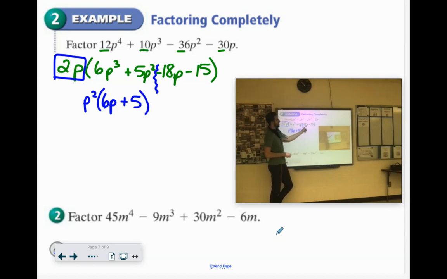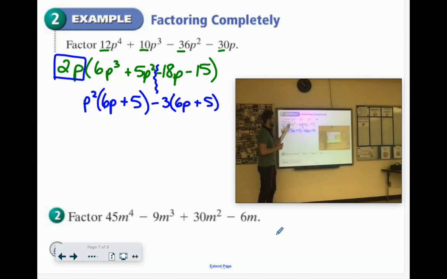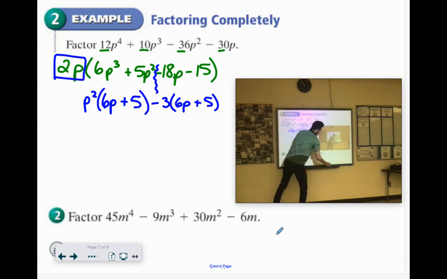Over here, negative 18p and negative 15. The first term is negative, so we have to factor out negative. The only thing that goes into 18 and 15 is 3, except for 1. Negative 3 times 6p is negative 18p, and negative 3 times positive 5 gives you that negative 15. They have the same thing in parentheses.